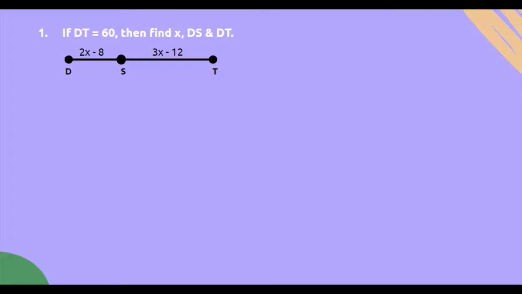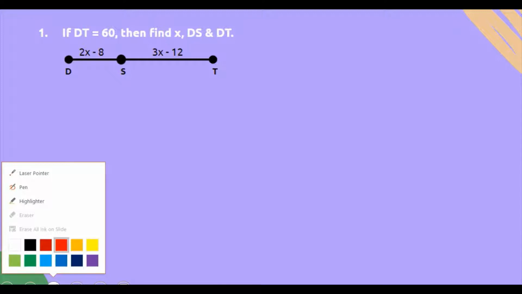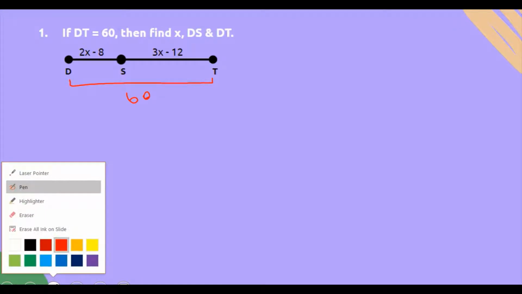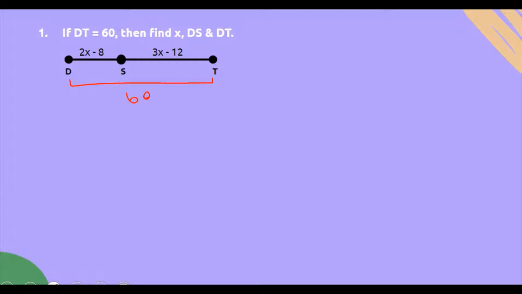All right, this first question says that DT is equal to 60. That means from here to here is equal to 60. All right, and then from there, we're given measures for DS and measures for ST. I'm going to use some segment addition to figure out what the measure of this entire thing is, and to solve for x and DST.